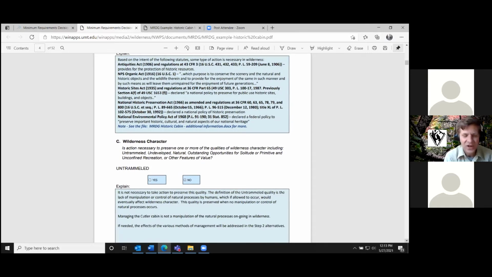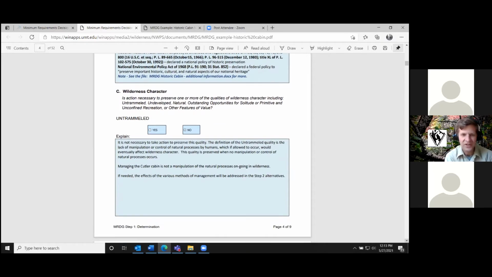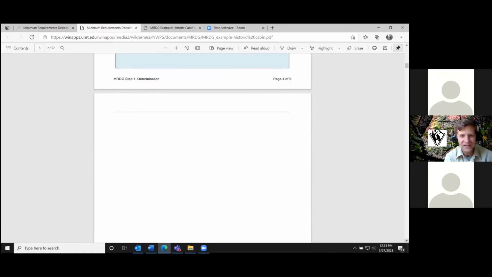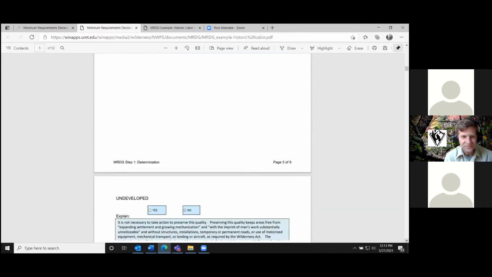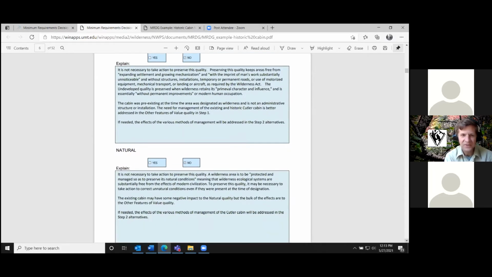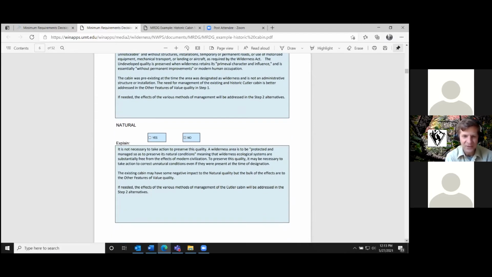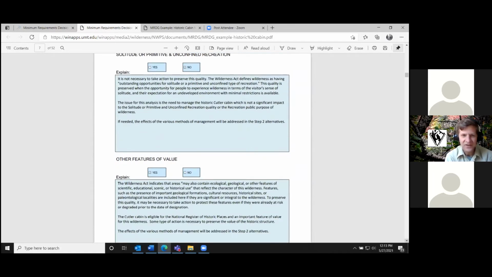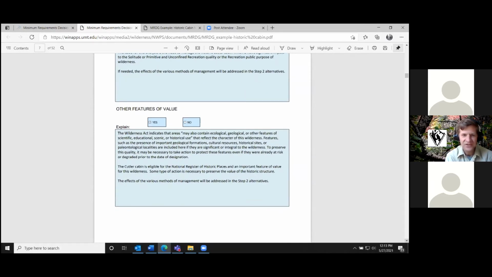And then they also talk about the impacts to wilderness character with the current situation. And you'll basically see they check a box, whether it's yes or no, and then they provide some type of explanation. Okay, you can keep scrolling down, Dan. Undeveloped, natural, same thing. They're checking a box and providing an explanation. Solitude and unconfined recreation, outstanding features of value.